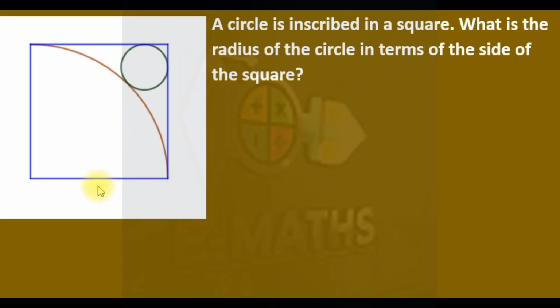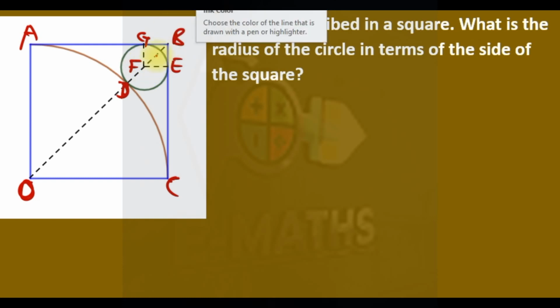Okay, look at this same diagram. They say a circle is inscribed; what is the radius of the circle in terms of the side of the square? Let the radius be r and the side be x. Let me add some auxiliary lines. Let's call here O, A, B, C, and here D, maybe E, F, G.